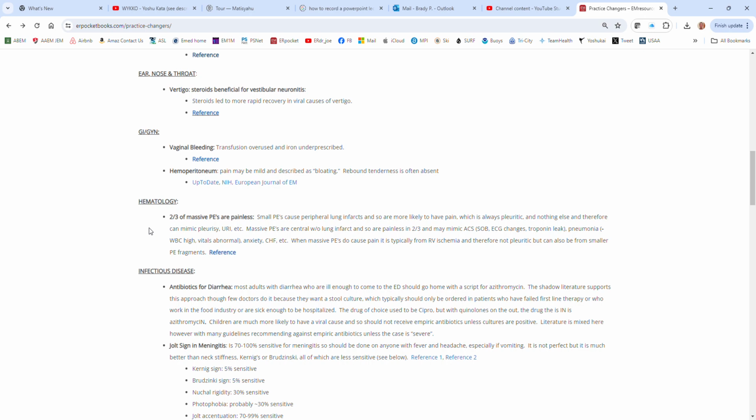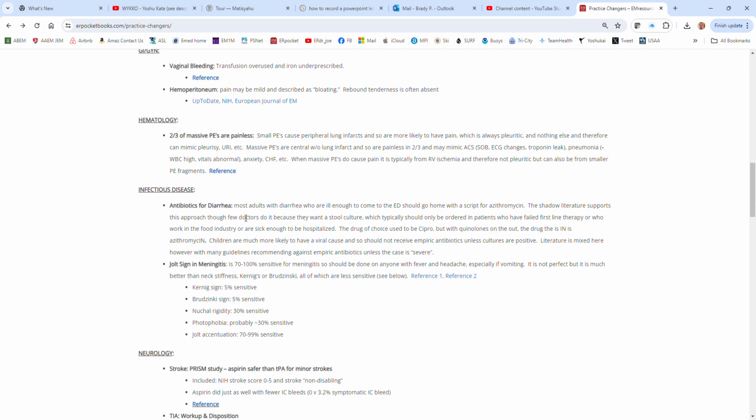But a large PE, say a saddle embolism, is going to cause all kinds of EKG changes, troponin changes, vital sign abnormalities, but is often painless. And if there is pain, it's more like cardiac pain, not necessarily pleuritic pain. So it's important to be aware of this. You don't want to miss 2/3 of the massive PEs you see, or 20% of the PEs you see, because you only work up PE if there's chest pain. So 2/3 of massive PEs are painless in this study, and in my experience, about 20% of all PEs are painless.